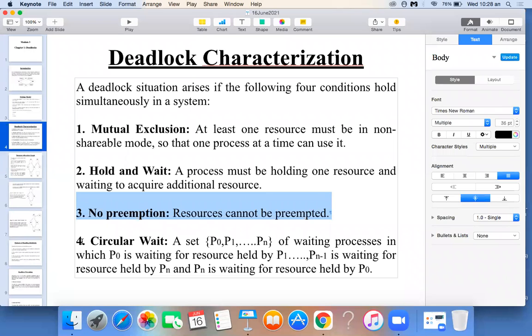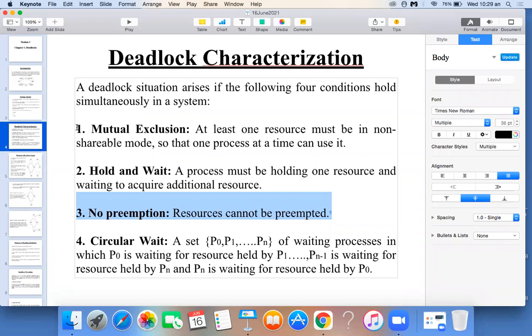The last one is circular wait. It will be in an order. One process is holding a resource and it is requesting the next process's resource. Similarly, another process is holding a resource and requesting the next process's resource. Like that, it will be in a circular fashion. All programs will be waiting. So this one once again results in deadlock. All four conditions have to occur simultaneously in our system. Then only can we say that our system is under deadlock, right?